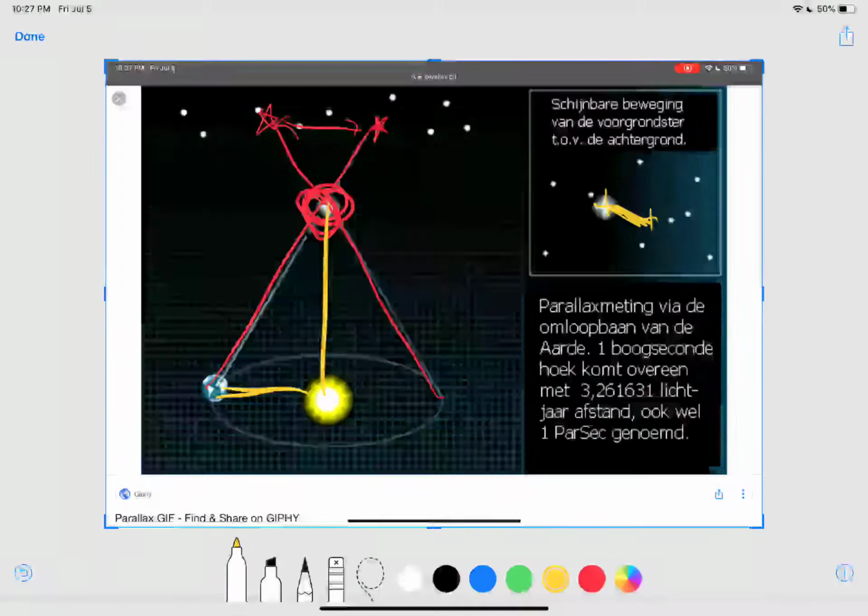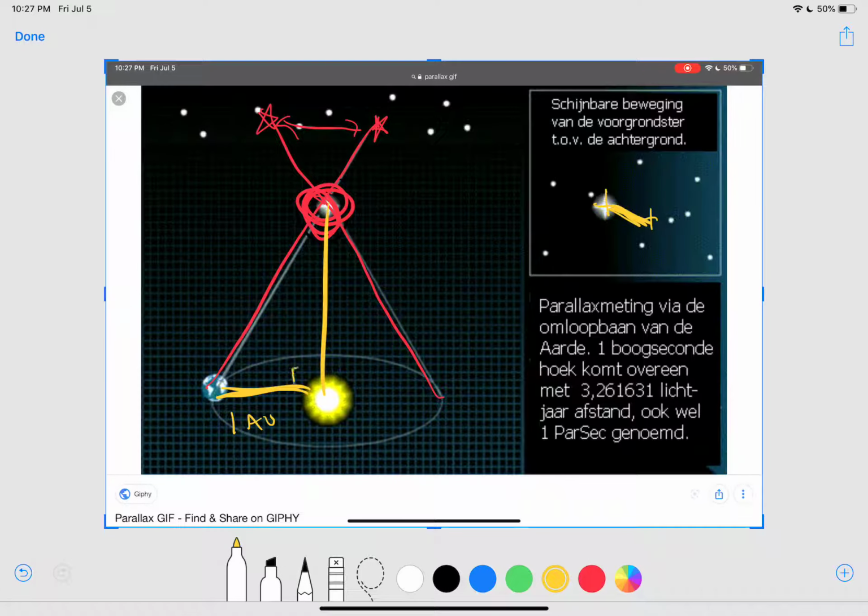so that this distance is 1 AU, and there's our 90 degree angle, and then this angle right here, theta, that's called the parallax angle. And so then 1 AU is the opposite side. The distance is the adjacent side. And if you remember, tangent of theta is equal to the opposite side, 1 AU, divided by the adjacent side.